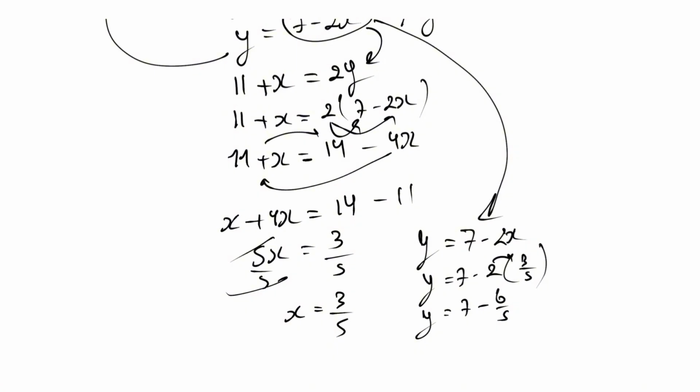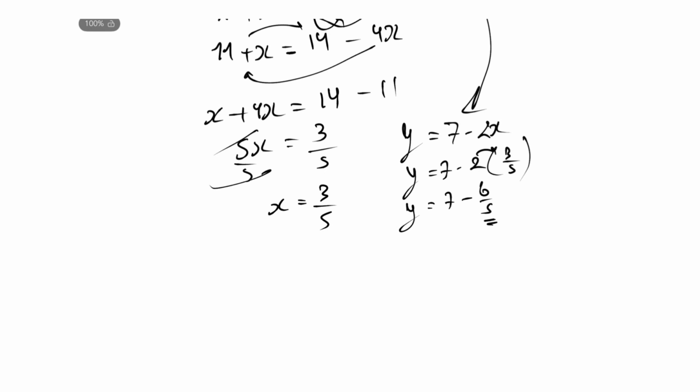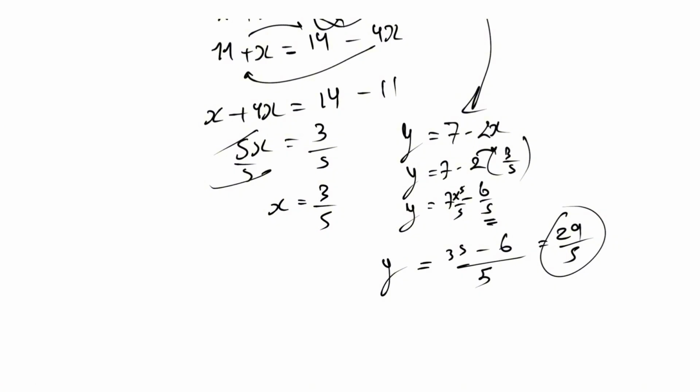How to find the answer of this? To subtract with a fraction, make the same denominator. Understood? How do we make the same denominator? By multiplying the 7 by 5 over 5, okay? So it will be what? 7 multiplied by 5 is 35, minus 6, divided by 5. Understood? So it will be what? 29 divided by what? By 5. So this is the final answer. So now we have x equals 3 over 5 and y equals 29 over 5.